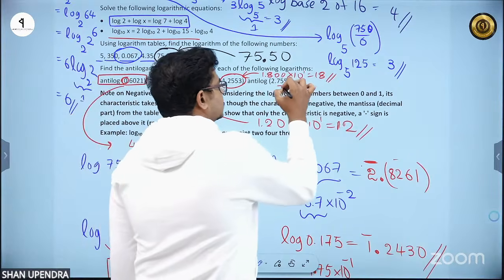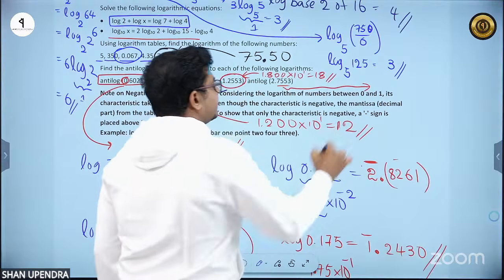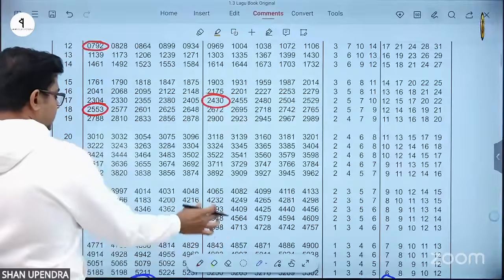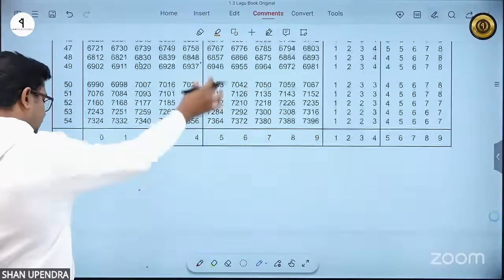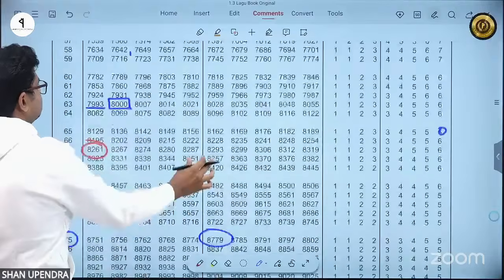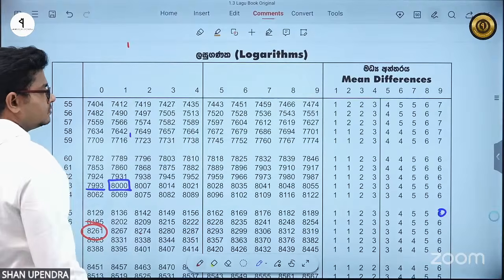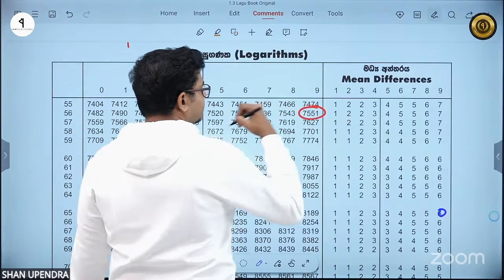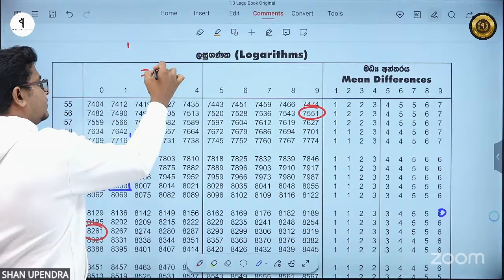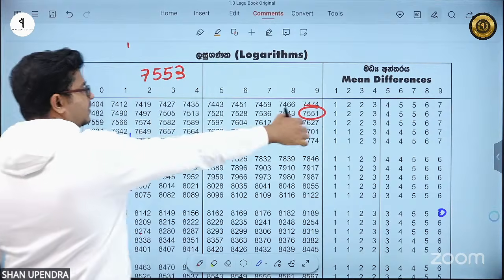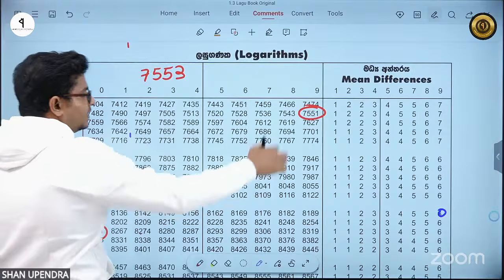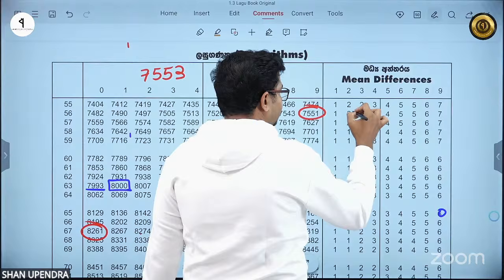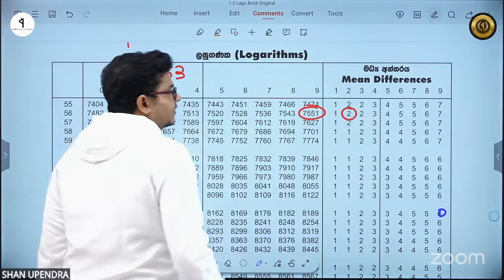This one is 7553. Let's take 7553. You can see 7553 is not available directly. 7551 is there, and we need 7553. So how do we create that one? Here you can see if you add 2, then you can get 7553.